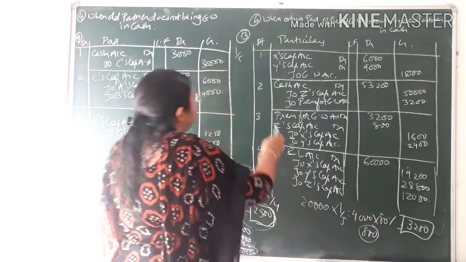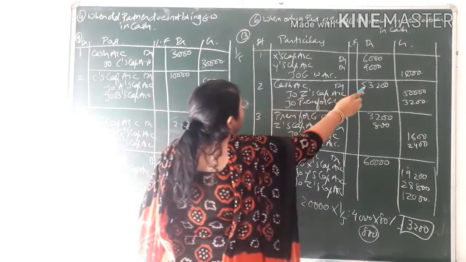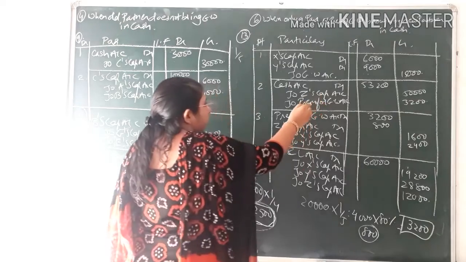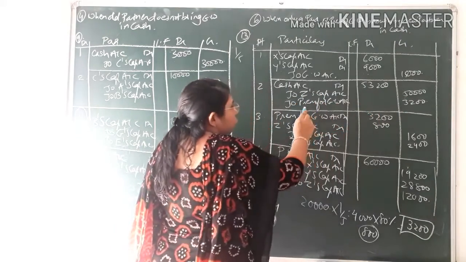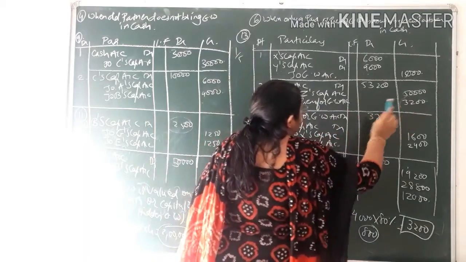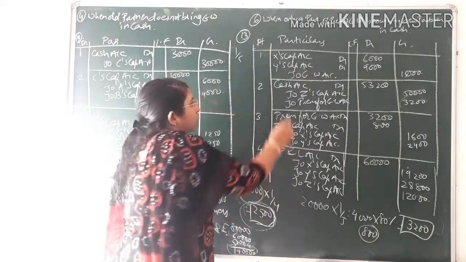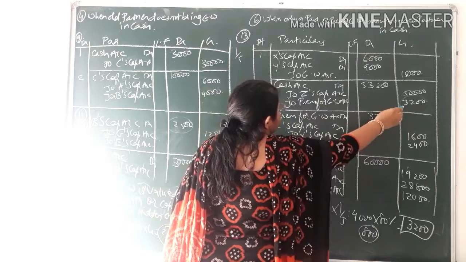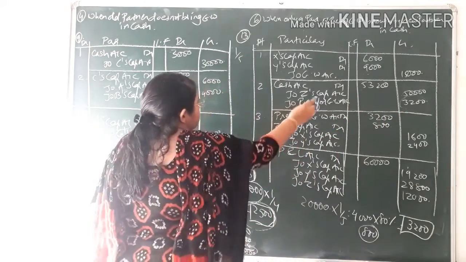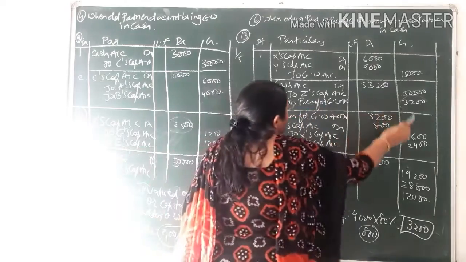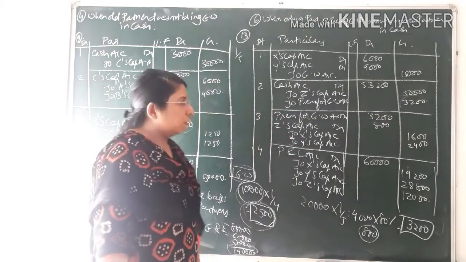Okay, so the second journal entry is cash account debit 53,200, that is total of capital and goodwill. Capital he is bringing 50,000 and goodwill out of 4,000 he is bringing only rupees 3,200. So cash account debit, total of these two, 50,000 plus 3,200, it would come to 53,200. To Z's capital account credit 50,000, to premium for goodwill account credit 3,200.